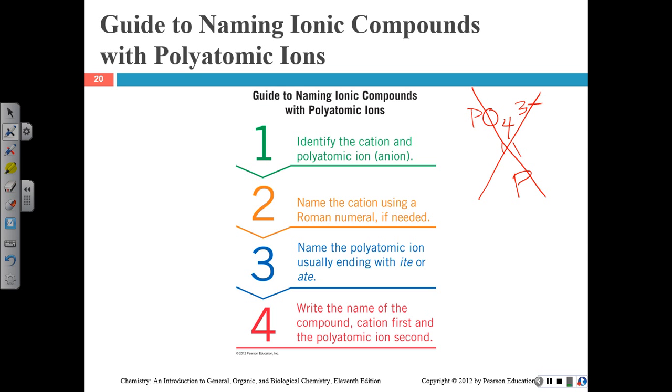Okay, if you need a Roman numeral, if it's a group 3, if it's a transition metal, then you have to put that in the name. And we know to do that we have to go through and find our oxidation state. Then you end with ite or ate because that's what polyatomic ions end with. Or if it's hydroxide, then it could end in IDE, just because that's the name. But whatever the name is on that sheet, that's what you put. And then you just put it all together there.